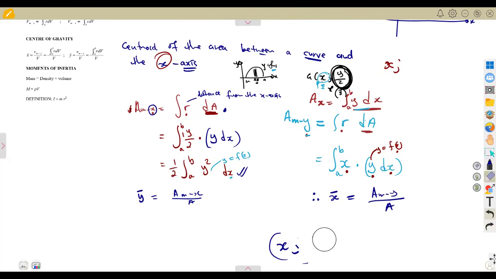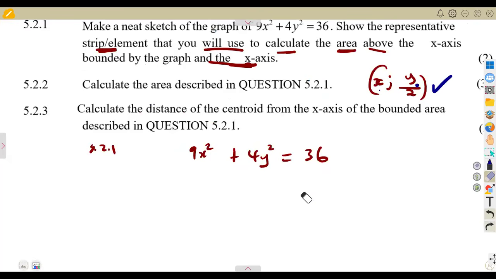If there are two given functions, the part that is affected, I add it: x1 plus x2 over 2, y1 plus y2 over 2. Just like that. So anyways, let's see.